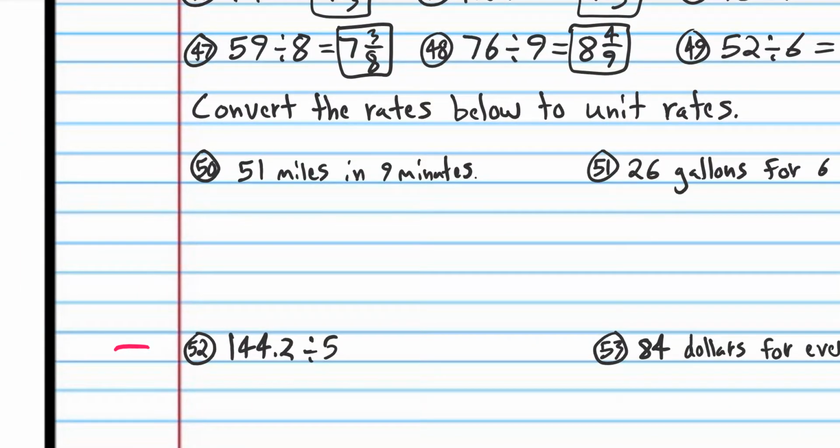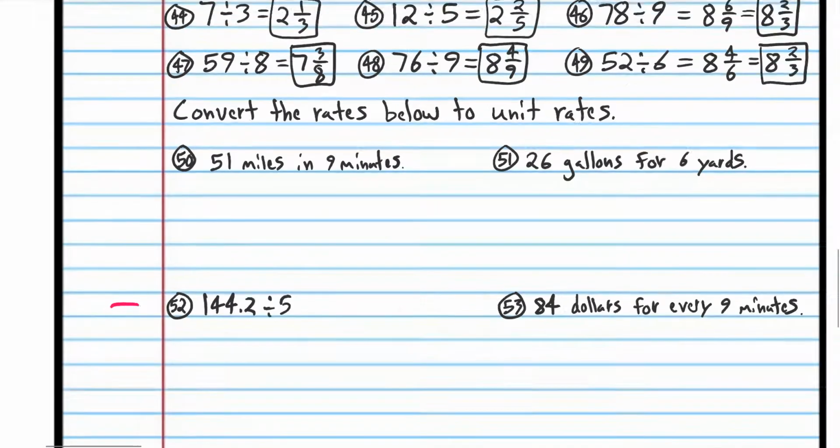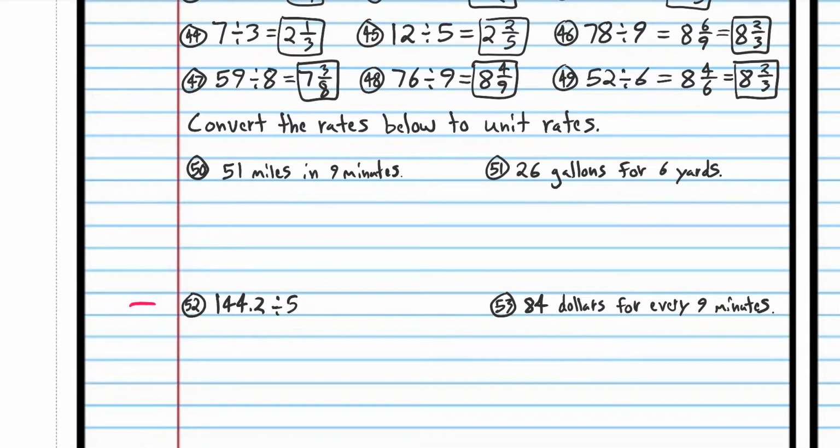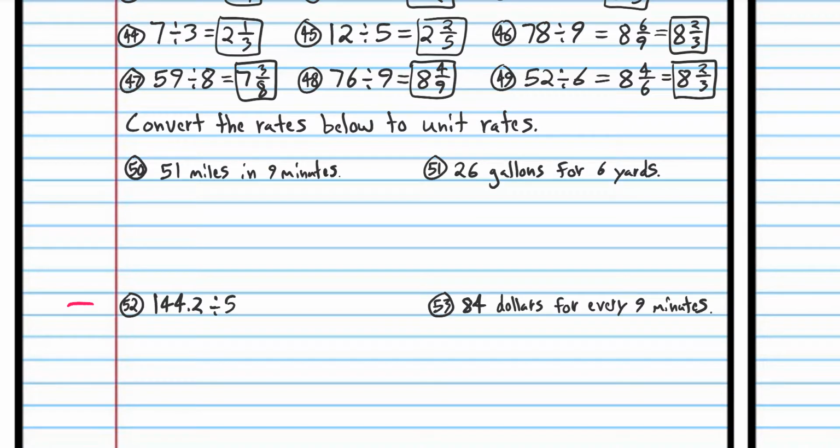So we have 51 miles in 9 minutes. That's a rate. These are all rates. Why are they rates? Because the units are different. In this number you have miles, and in this number you have minutes. Those are different units. Minutes and miles are not the same units. So that's called a rate because there is more than one unit. Gallons and yards, that's a rate because there's more than one unit.